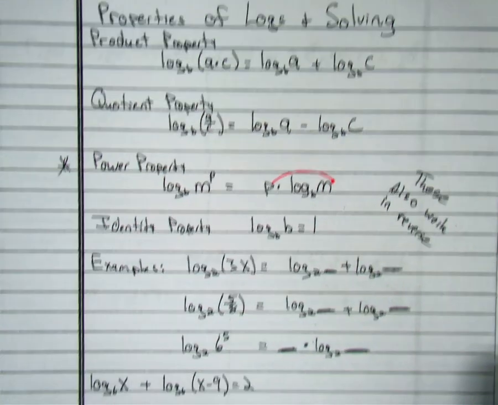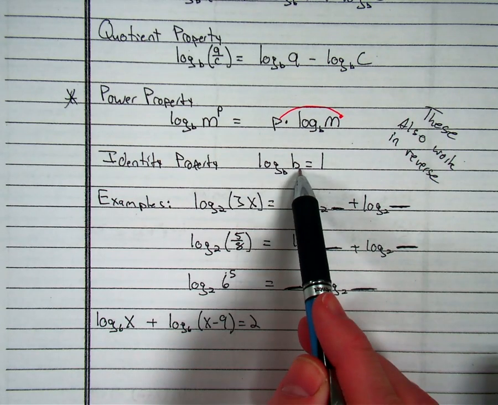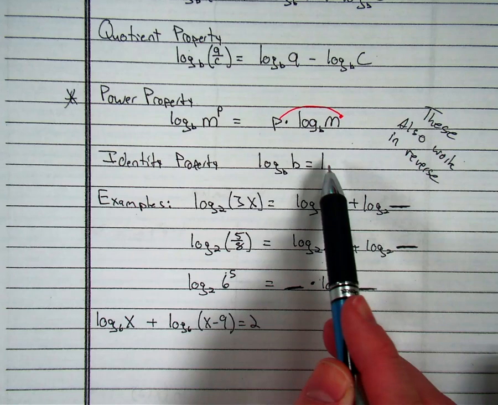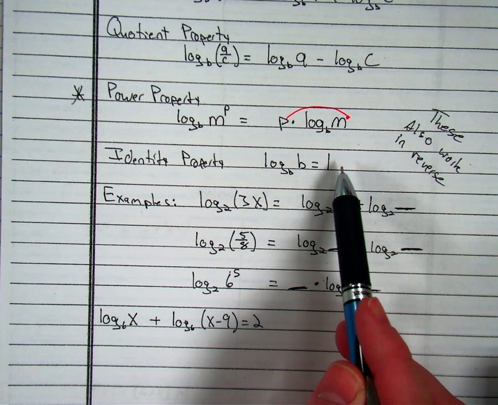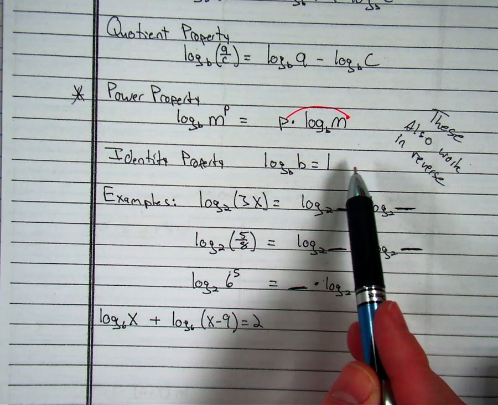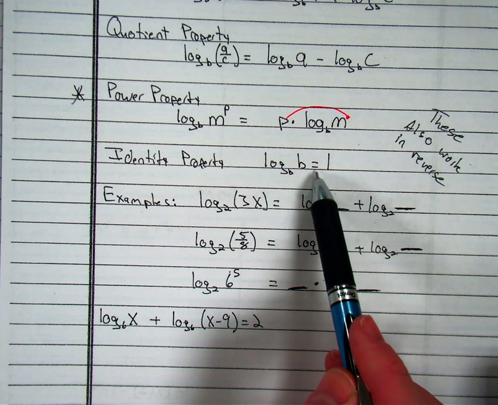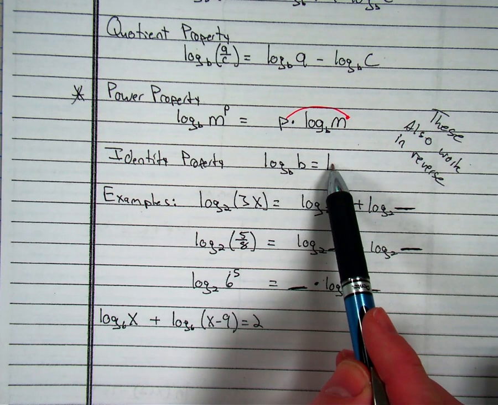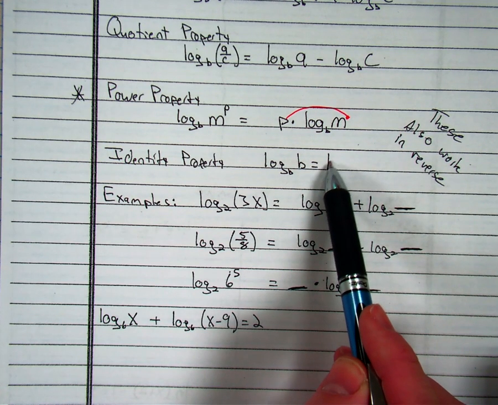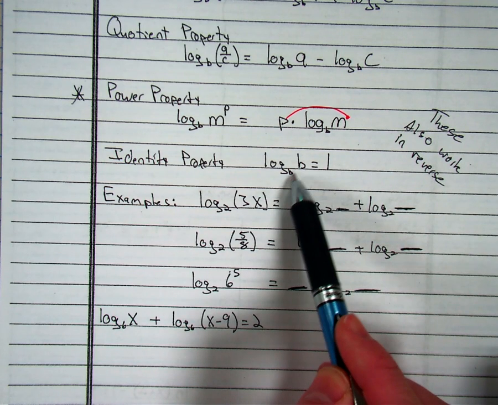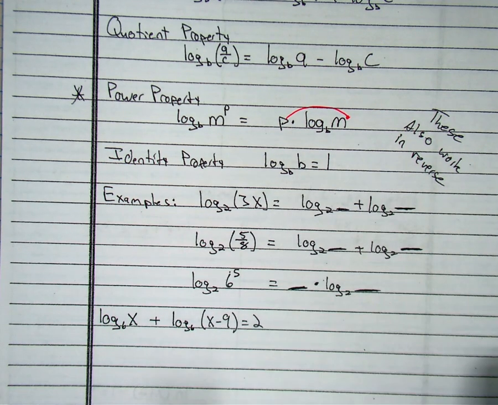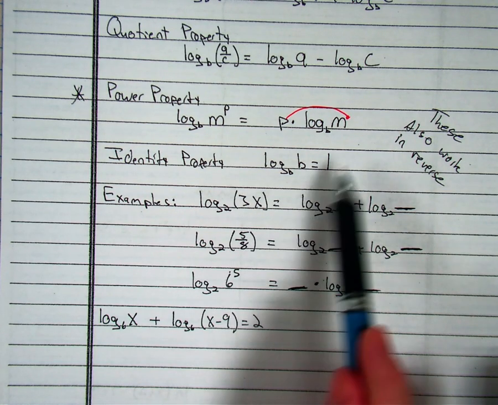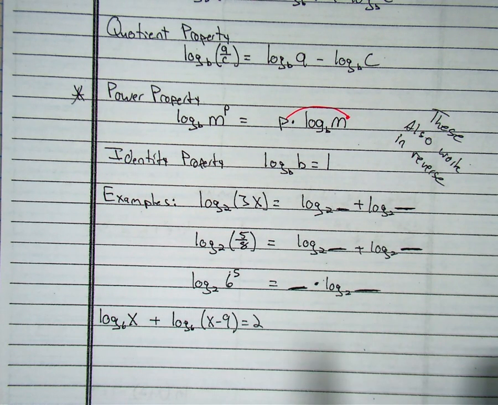And then our identity property, log base b of b equals 1. Think about our very first lesson with logs, and we were talking about changing them back to exponentials. The answer to a log problem is an exponent. 1 is the power of b that gives me b. b to the first power equals b, so log base b of b equals 1.